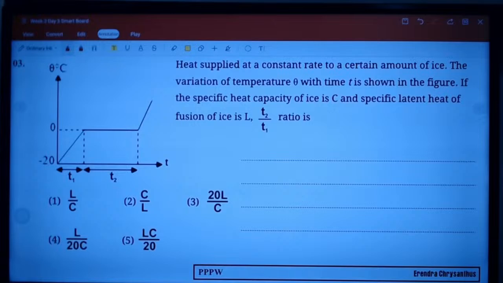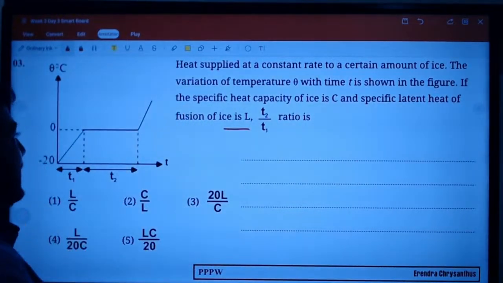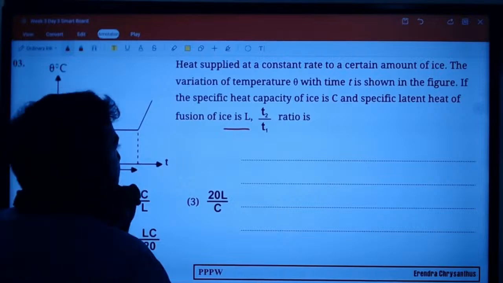Heat is supplied at a constant rate to a certain amount of ice. The variation of temperature theta with time is shown in the figure. If the specific heat capacity of ice is C and specific heat of vapor fusion is L, what can you say about the ratio T2 over T1? Right. So here specific heat capacity of ice is given.